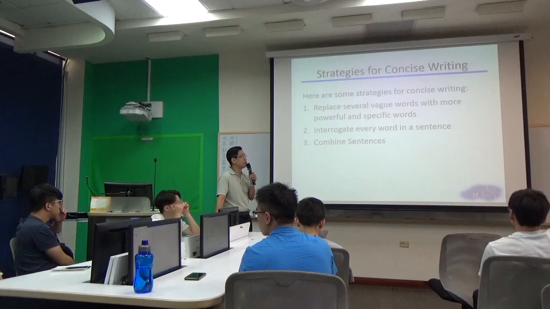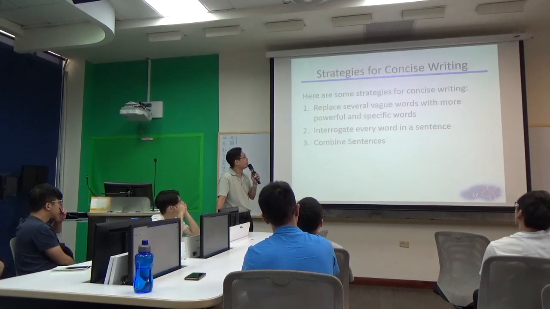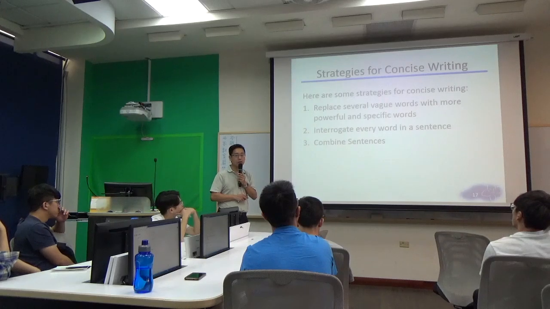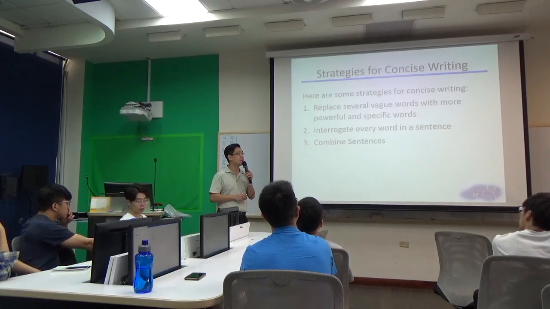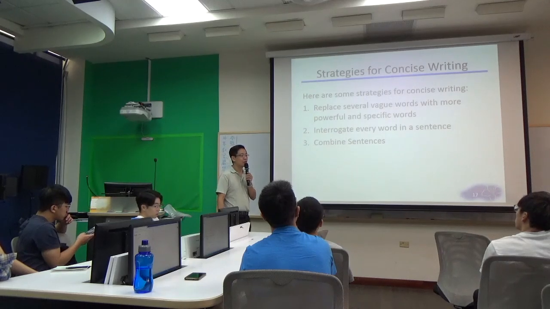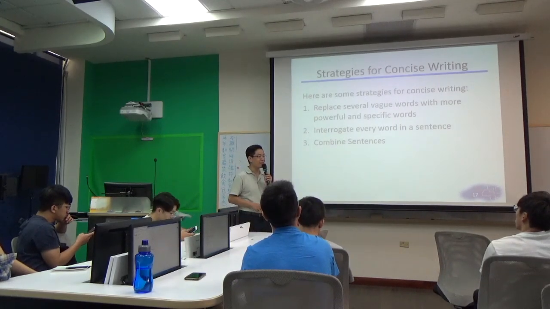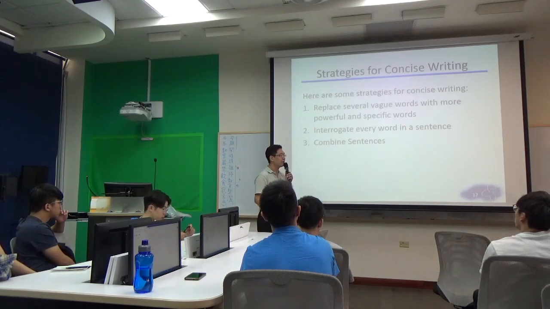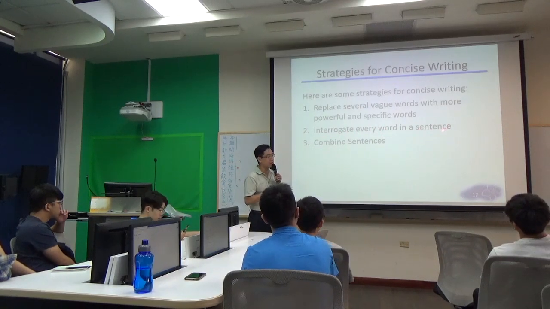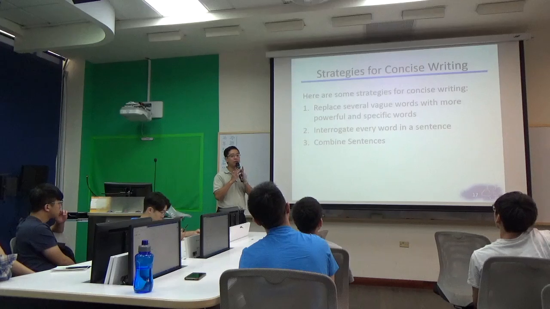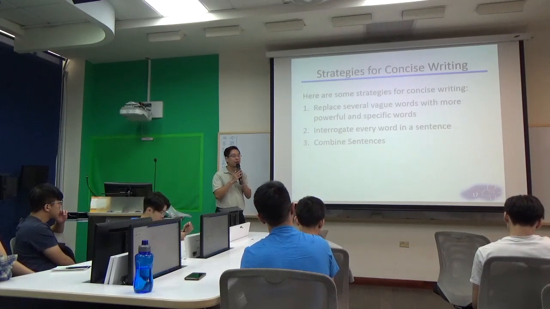For the second strategy, you will interrogate every word in a sentence. Interrogate means if you are sent to jail or to a police office, the police ask you questions again and again and again. That means interrogate. The police interrogate you in the police office. So you interrogate every word in the sentence to see if it is necessary. For the third, combine sentences.